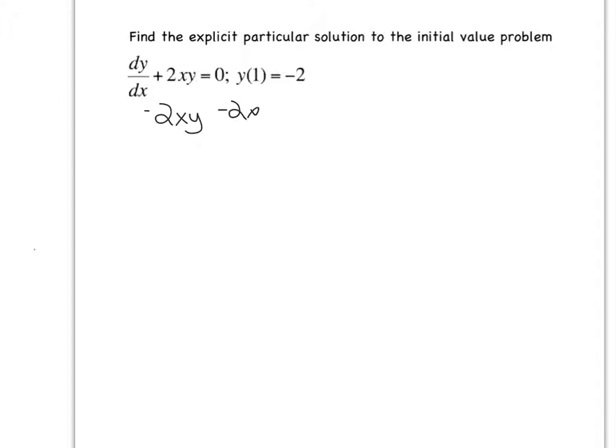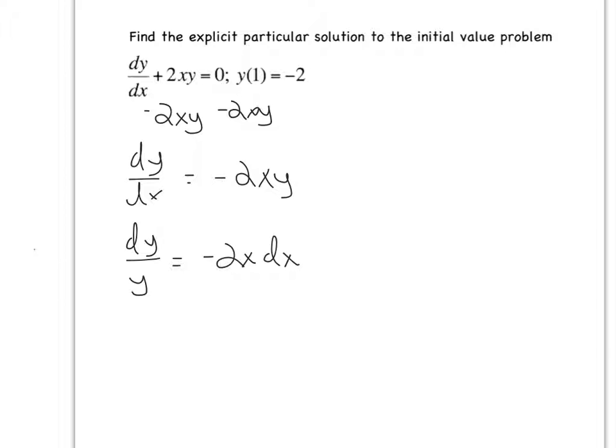Kind of like we did before, we're going to move that to the other side. So then dy/dx equals negative 2xy. And then I'm going to move my y's to the left, my x's to the right. And then integrate. So then the natural log of y equals negative x squared plus c.